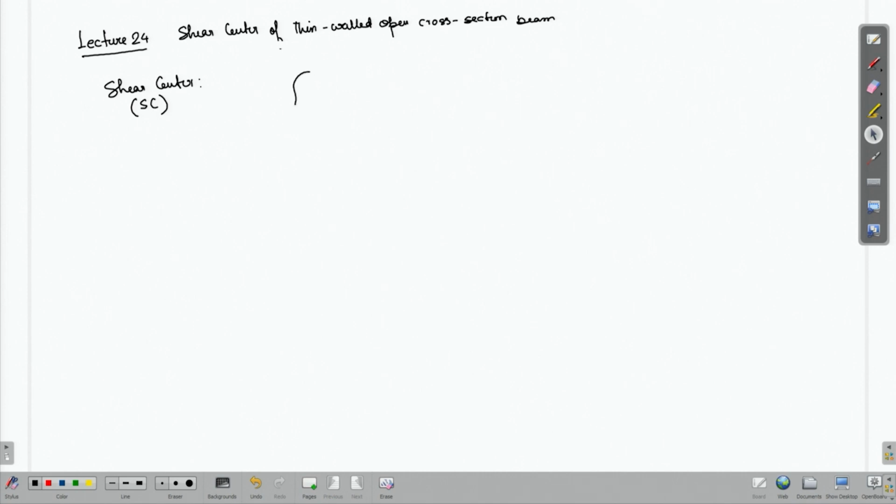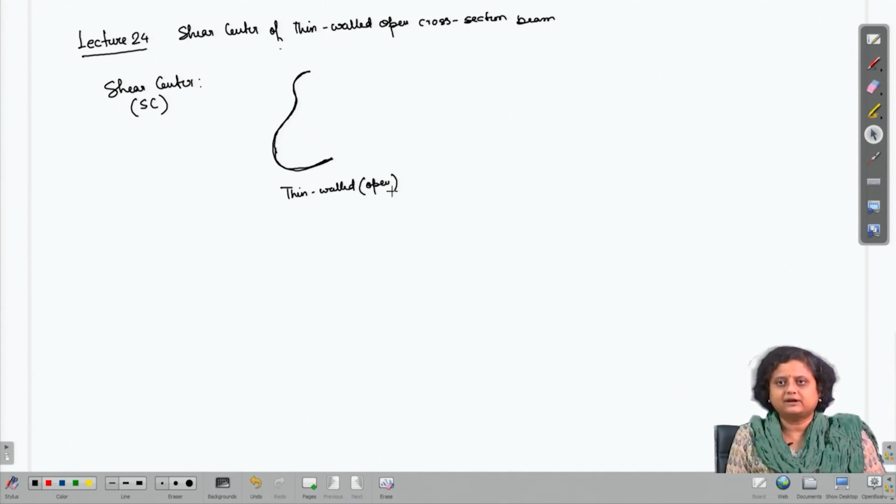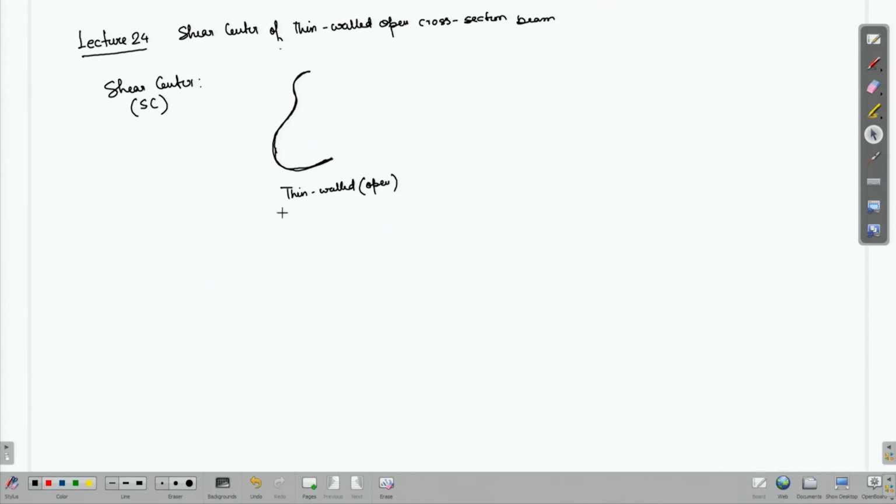So, if we have any arbitrary shaped thin wall cross section, let this be the cross section of the beam. This is thin walled open. For a closed cross section beam we have to discuss it in a different way. So, thin walled open cross section of a beam. Let this be the x and y axis.